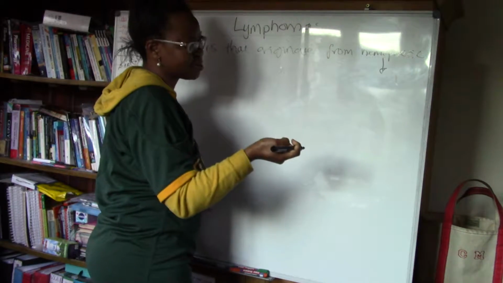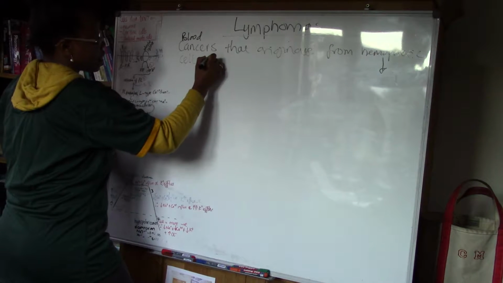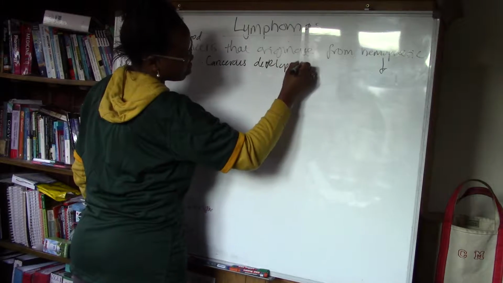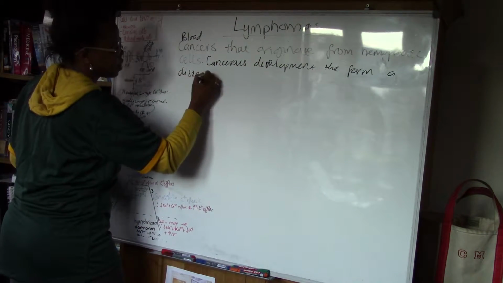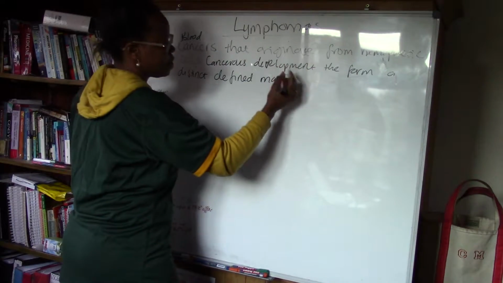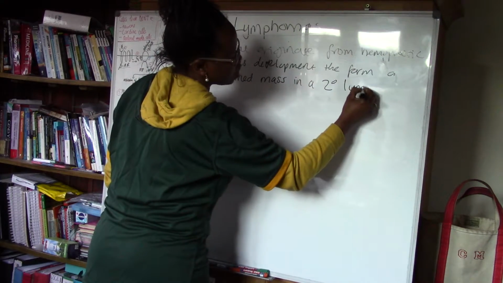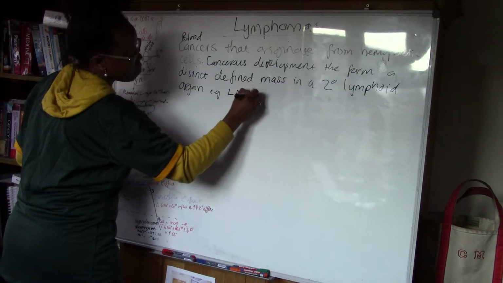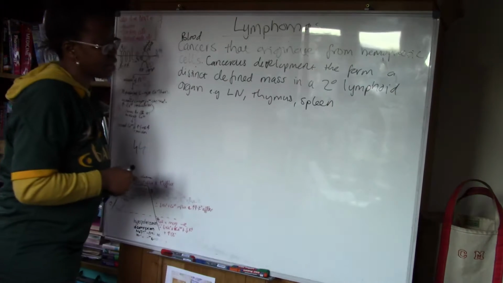leukocytes, myelocytes. So in lymphomas, these cancers, the cancerous development or the malignancy then forms a distinct defined mass in a secondary lymphoid organ, or indeed in a primary lymphoid organ, but it's usually in a secondary lymphoid organ, such as a lymph node, perhaps the thymus, perhaps the spleen, and obviously, lymph node.